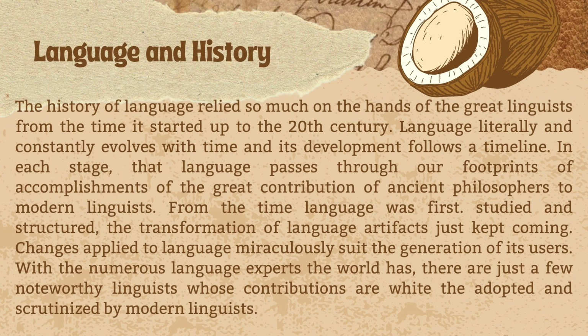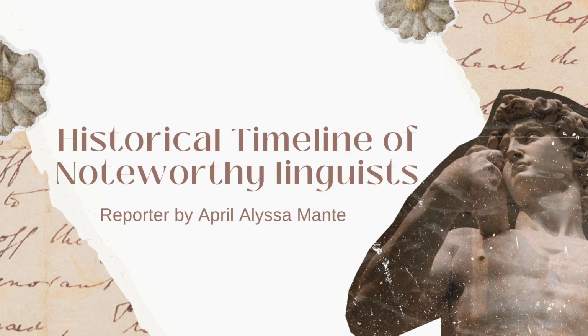So, throughout the 20th century, important linguists played a big role in shaping the history of language. Language has always been changing and growing, and each stage shows the achievements of philosophers and linguists. From the early days of studying and organizing language, we keep making progress. The changes seem to magically fit the needs of the people who use it. Even with many languages spread around the world, only a few really important contributions are widely accepted and studied by modern linguists. Let's proceed to the historical timeline of noteworthy linguists.